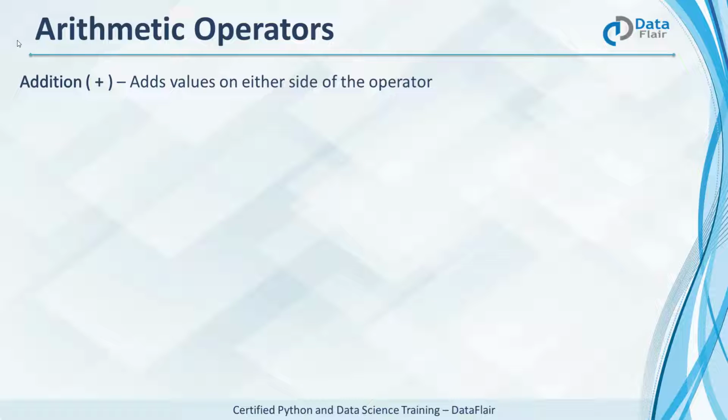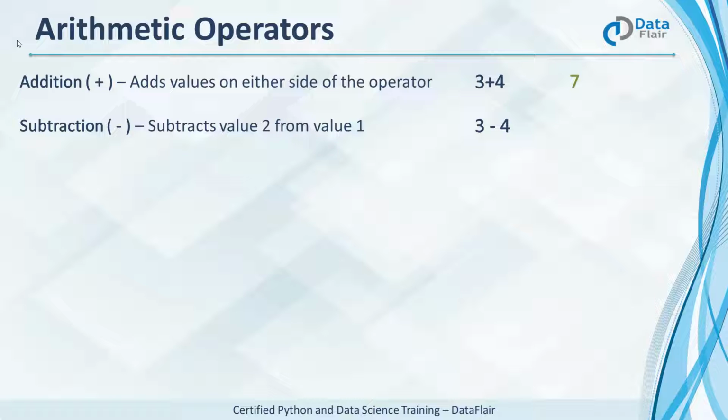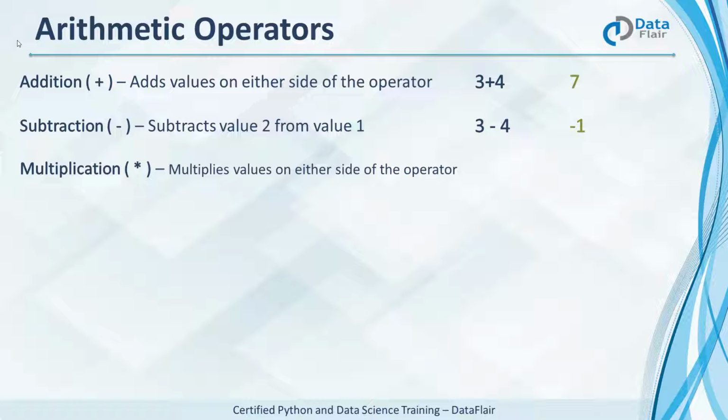The addition operator is a plus sign and adds the two values around the operator. 3 plus 4 is 7. Subtraction has a minus sign and subtracts the second value from the first. 3 minus 4 is minus 1. The operator for multiplication is an asterisk and multiplies the two values. 3 multiplied by 4 is 12.